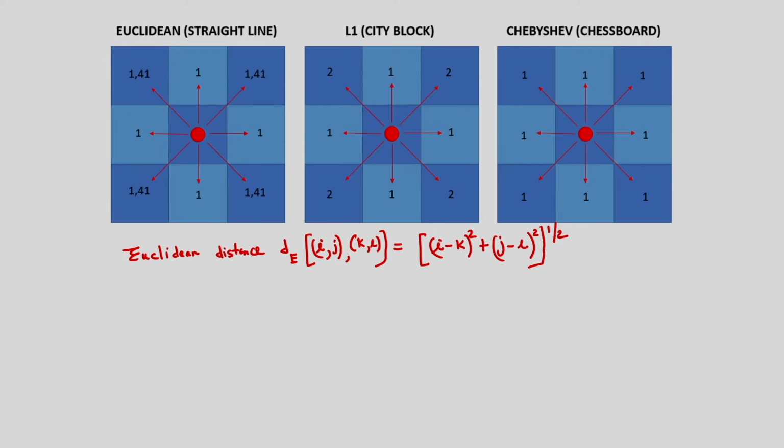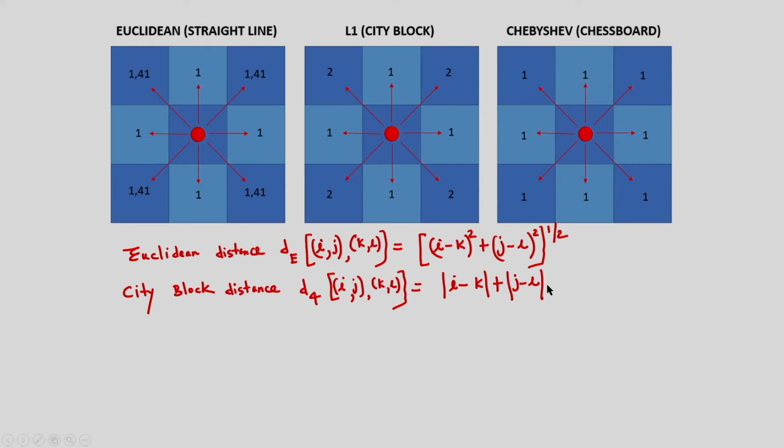Another distance is the L1 distance, that is called the city block distance. The city block distance, suppose the D4 distance, is the distance between I J and K L. So it is the absolute value of I minus K plus the absolute value of J minus L. This distance is called the city block distance, or the L1 distance. Another distance is the chessboard distance.